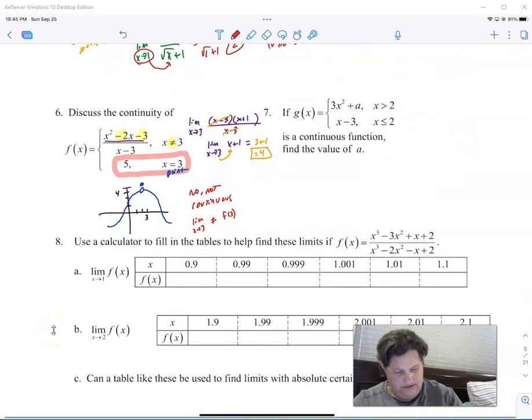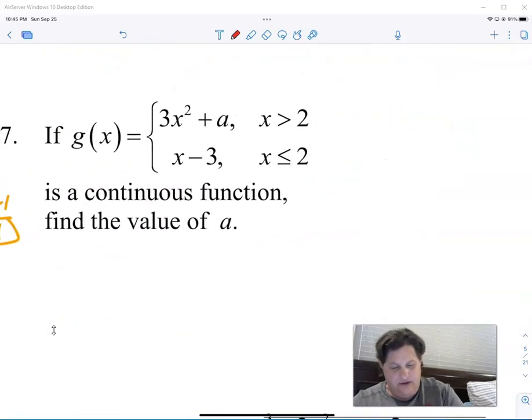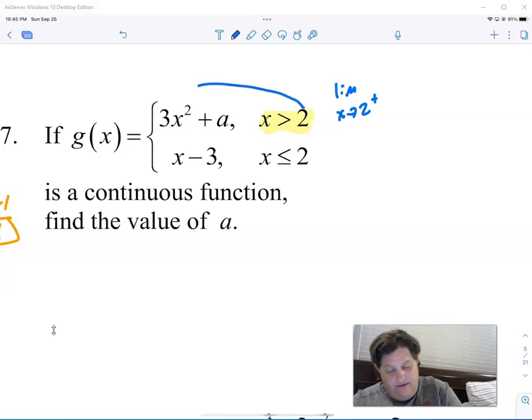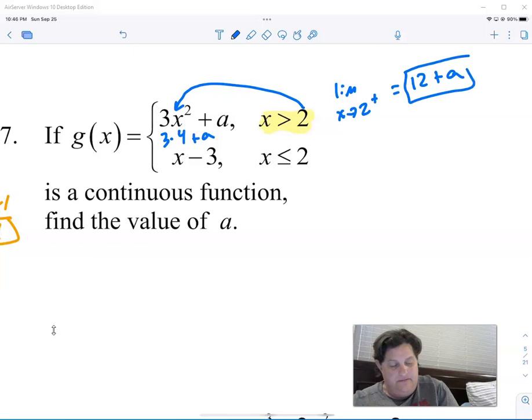All right, nice. Let's go ahead and look at this one. Now, this is a little bit different. This right here, x is greater than 2. That's as I approach 2 from the right. If I plug that in, because we just start with direct substitution, 3 times 2 squared plus a, I get 12 plus a. That's what that limit equals.